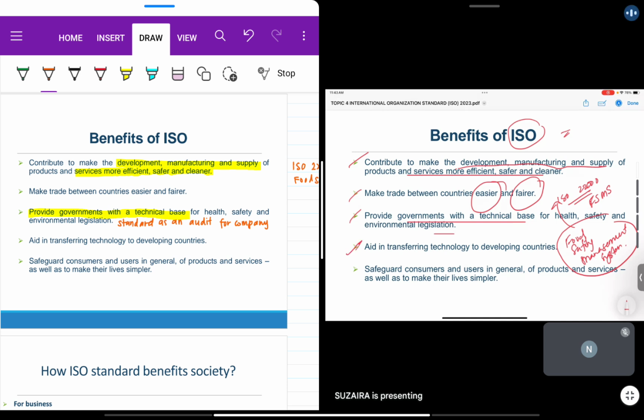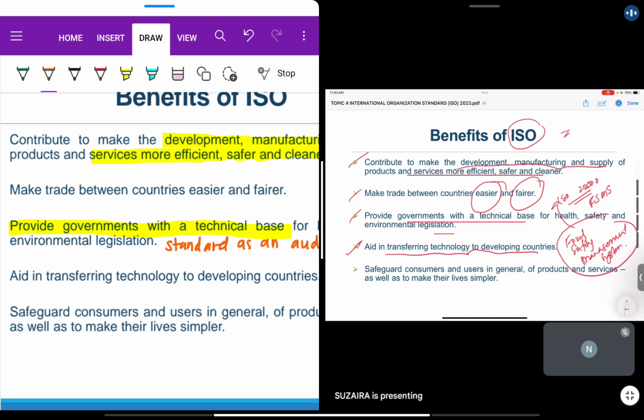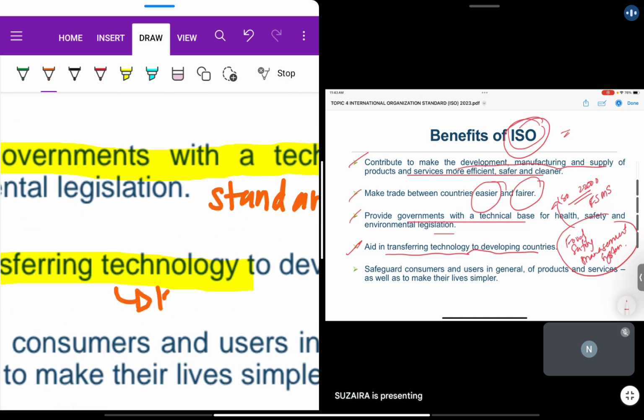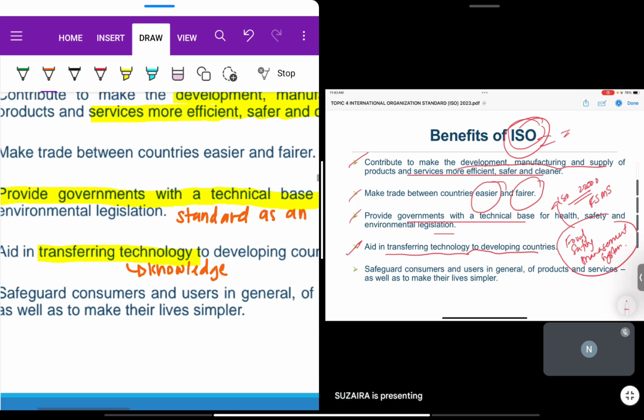Number four, we have the aid in transferring technology to developing countries. Like Malaysia is actually a developing country, and then a developed country like Japan or Korea or US, UK, Australia, some European countries, Germany, and so on. They can actually transfer the knowledge. Transferring the knowledge can help the developing country to enhance better. So the good thing about the standard is that they share the knowledge in terms of fundamental knowledge or even technologies.